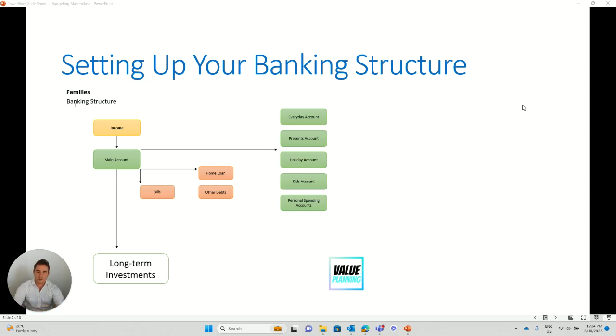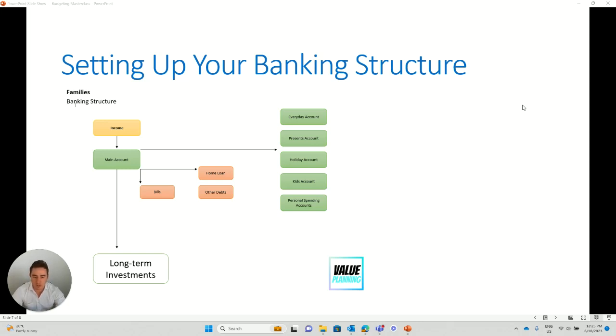What's on the screen is an example of a typical banking structure that I would set up for a family that's got a home loan, things like that. If you don't have kids, then we'll remove some of the accounts. Some might not be relevant, like the kids account on here, but the whole premise will stay pretty much the same. You may need to add some accounts depending on your objectives, or remove some depending on your circumstances, but the general idea will be the same as what we're looking at here.